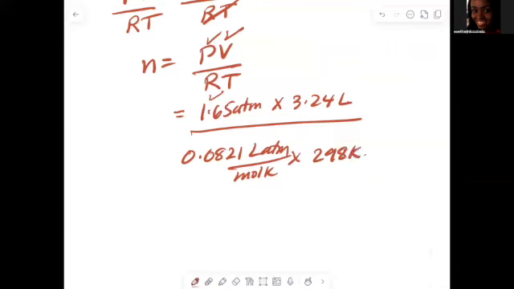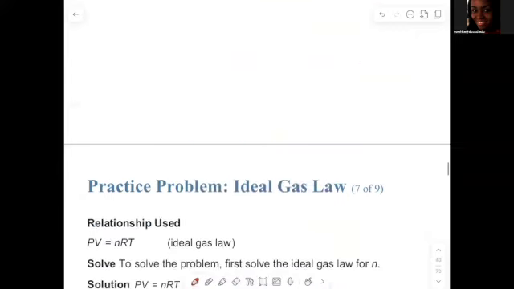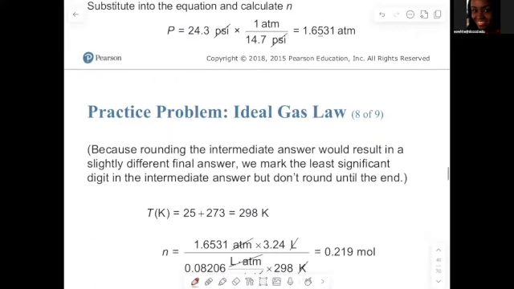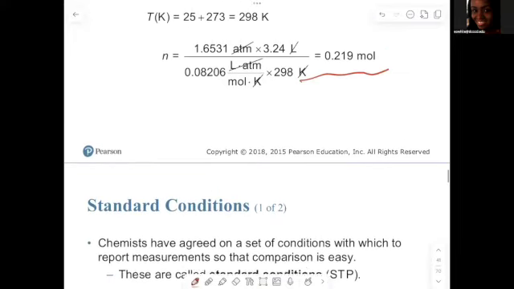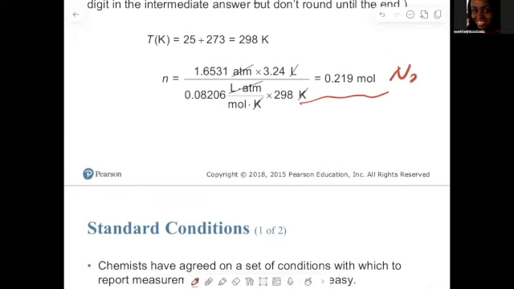So let me go ahead and work this out. I have 1.65 times 3.24 divided by 0.0821 divided again by 298. And this gives me what? 0.219 moles. Is that correct? Of nitrogen? Is that what they get? Oh yeah, look at that. 0.219 moles of nitrogen. Very good. Okay.